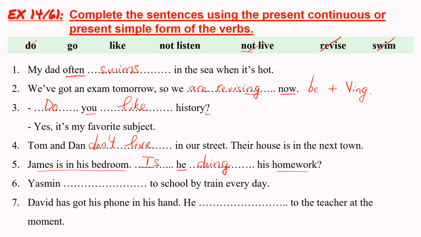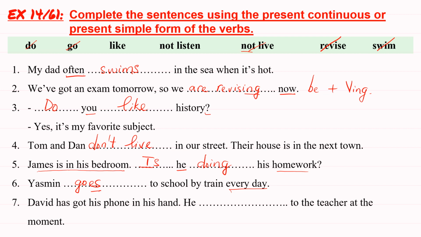Alright. Number 6. We have the word every day. Every day is a time expression for present simple tense. Đây là dấu hiệu của thì hiện tại đơn. So, Jasmine is a singular noun. Đây là một cái danh từ số ít mấy bạn ha. Đây là cái tên riêng. Cho nên là mình sẽ sử dụng động từ thêm s hoặc es. Và đi đến trường thì mình sẽ dùng động từ là go. Chỗ này cụ thể chúng ta sẽ dùng là goes. Thêm es vào.